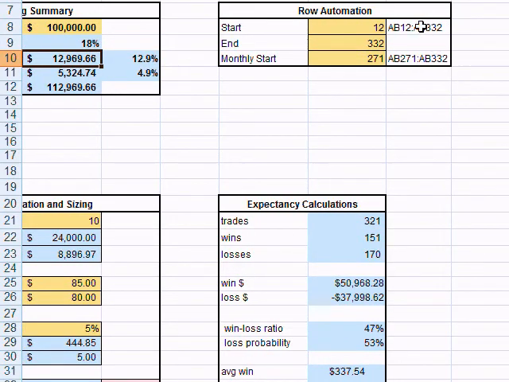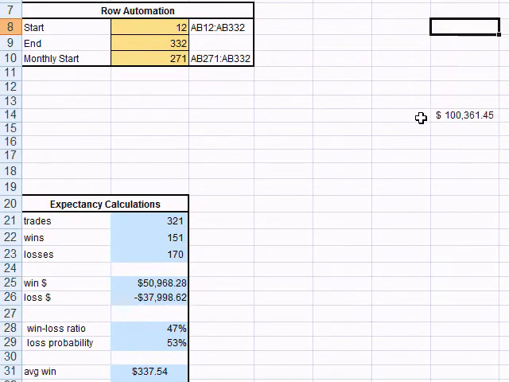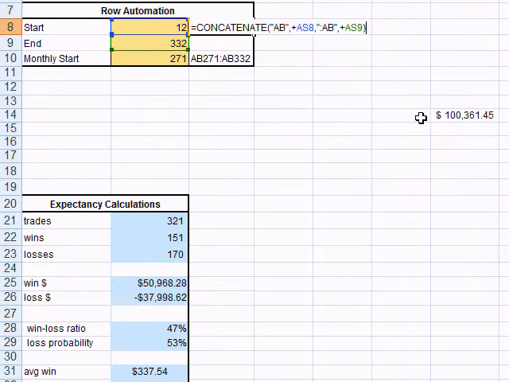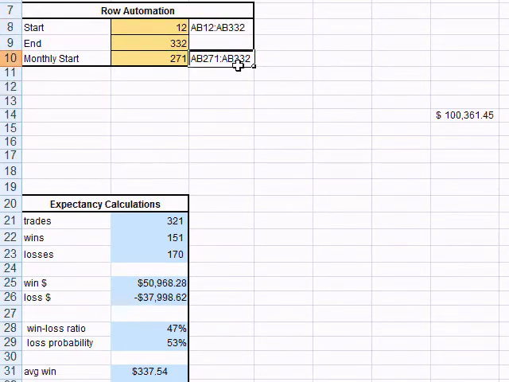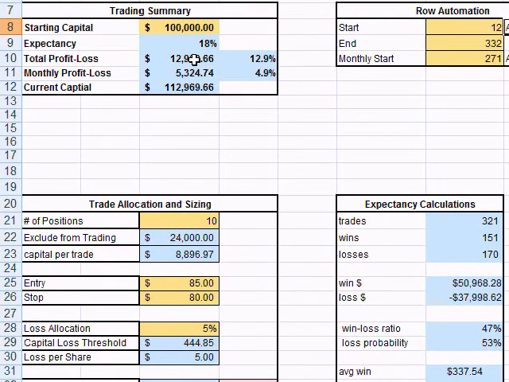The other trick that I would point out here that I do is this thing called concatenation. It's a trick in Excel to help you do formula automation. So, and I laid this out explicitly so you can see. So I concatenate AB to this 12, and AB, a colon AB to this 332, and it comes up with this nice little text AB12 to AB332. Then I use that in this formula here.